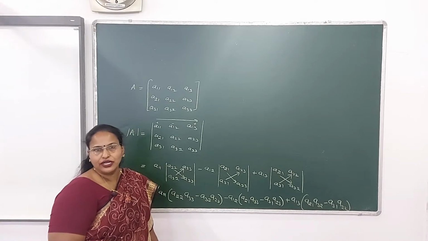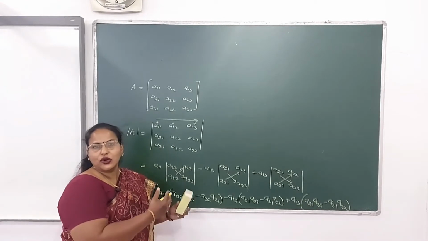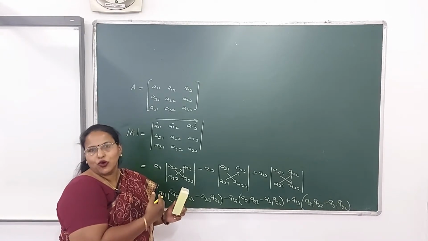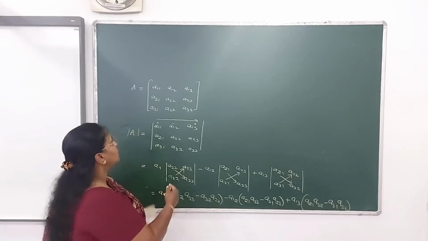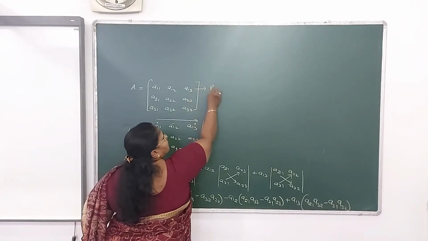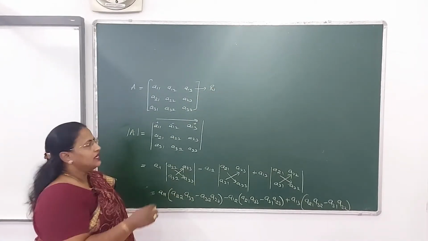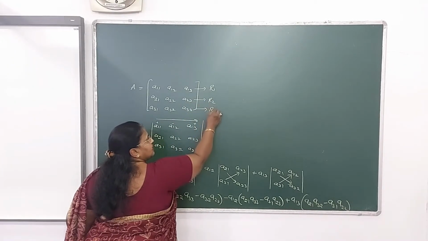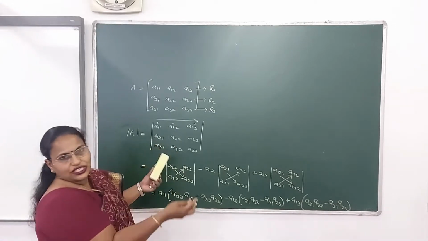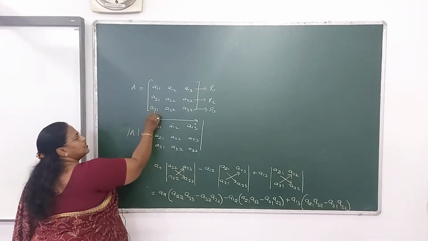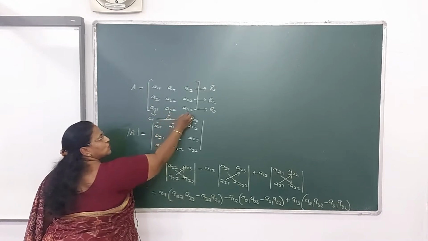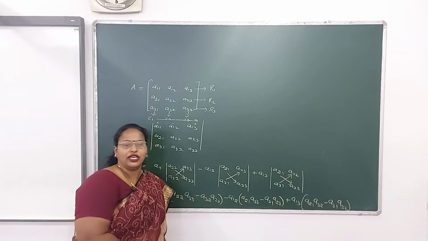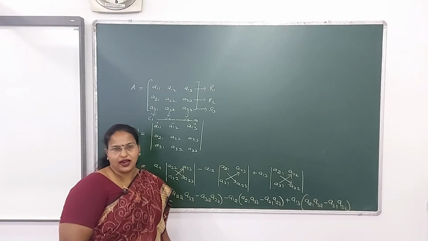So I hope, children, you are able to understand this. There are a total of 6 ways to expand this determinant. Either you can go by any of the rows. 3 rows are there. This is row 1, which will be termed R1. This is R2. This is R3. So 3 ways are there using any of the rows. Likewise, 3 columns are there, C1, C2, C3. So for expanding a determinant of order 3, a total of 6 ways are there.